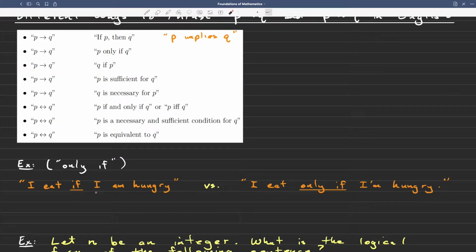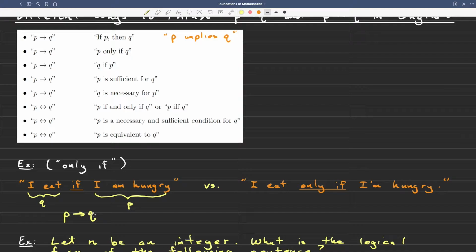I am hungry is your P, and I eat is your Q. So this is P implies Q when you think about it that way. What it's saying is that if I'm hungry, then I eat. So let me go ahead and label this here. This sentence is P implies Q, because the if part, the hypothesis, the part that comes immediately after if, is I am hungry. If I am hungry, then I will eat, is how that translates.